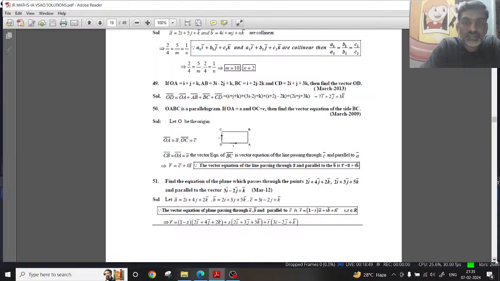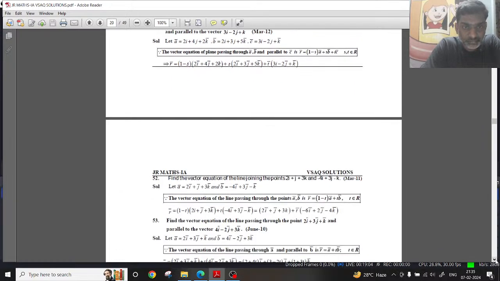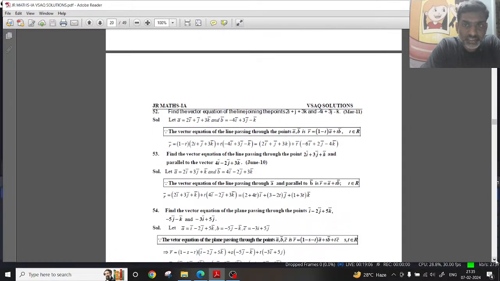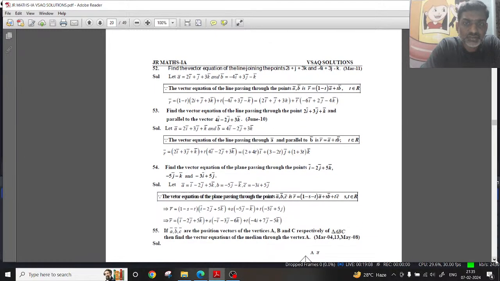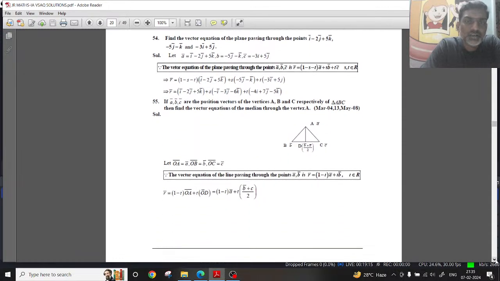The vector equation of the line passing through A bar and parallel to B bar is R bar equals A bar plus T B bar. Like this we have 2 to 3 equations, and all those equations are important. Related to those equations we can get the questions. So 50, 51, 52, 53, 54, they all are related to vector equations. All are important. All are important means, what I mean is that model questions are important.